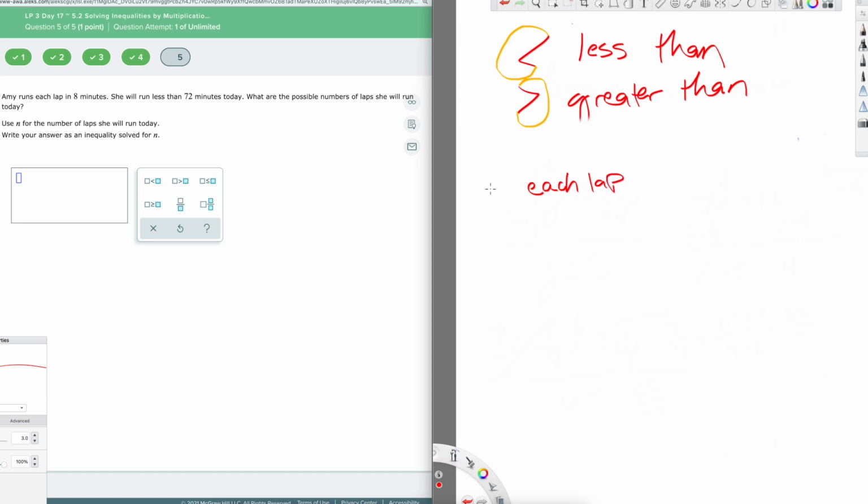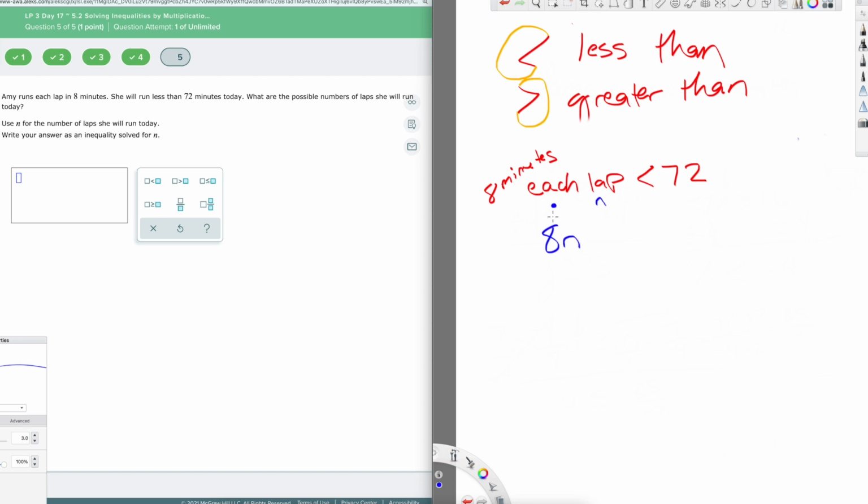I'm just going to write 8 minutes, and I should have put that first, but that's okay. 8 minutes for each lap. And she's going to run less than 72 minutes today. So it's less than. It just says less than, so I know I'm going to use a less than symbol, and it's 72 minutes today. So now it asked us to use n for the number of laps. So each is a multiplication word, and n for laps. So I'm going to go 8n.